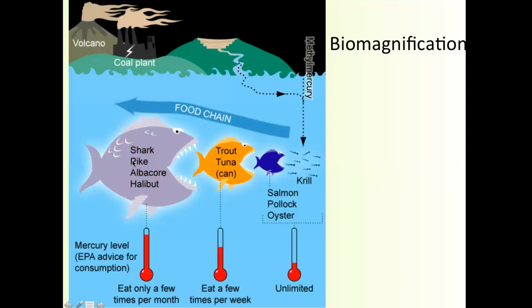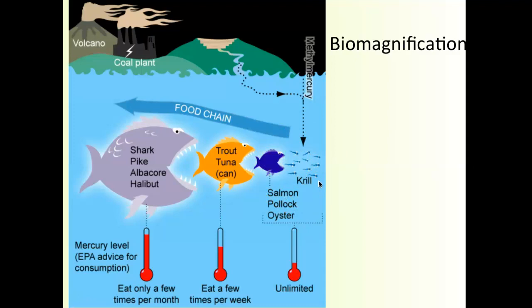This is happening to the point where the EPA actually tells you not to eat too much of these large fish. Eat only a few times per month of your halibut, shark, pike, and albacore because their bodies have so much mercury in it. Women who are pregnant should not eat these fish because the mercury can have damaging effects to the fetus. You should eat trout or tuna a few times a week. You don't need to worry about these because there's just not enough mercury in their bodies.